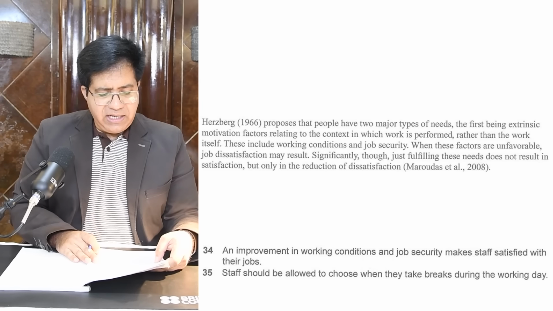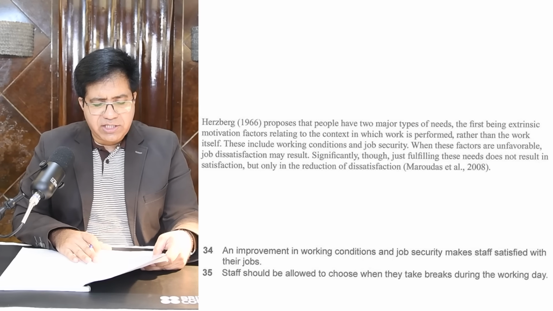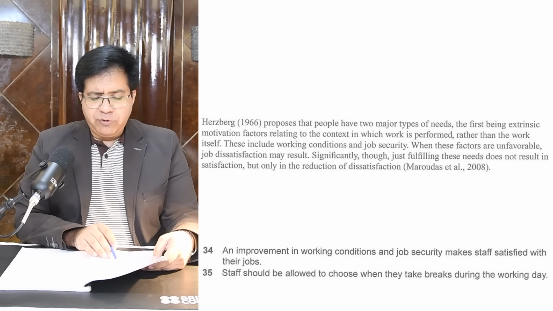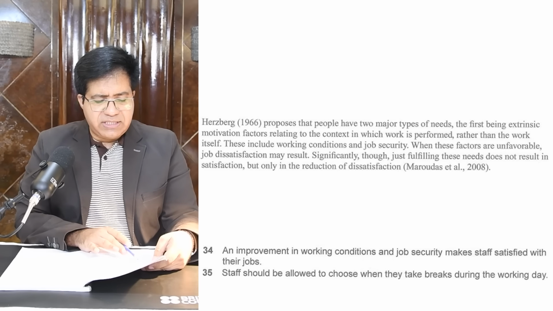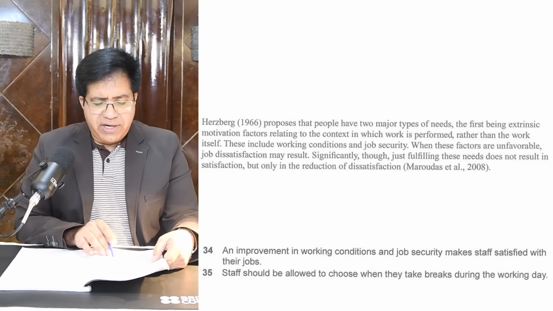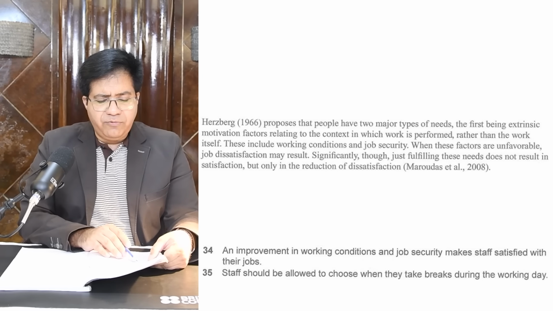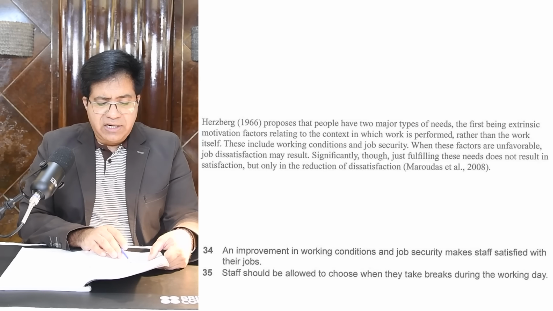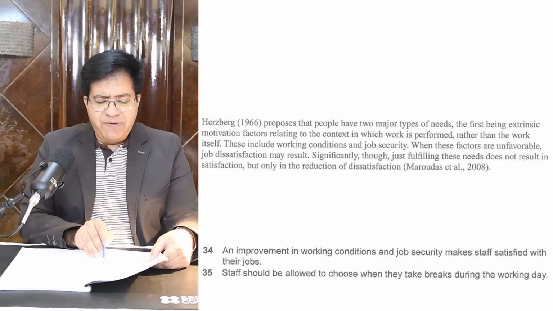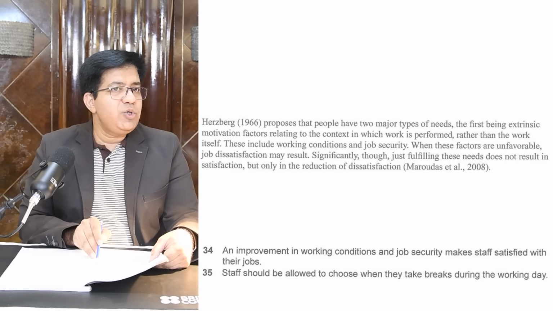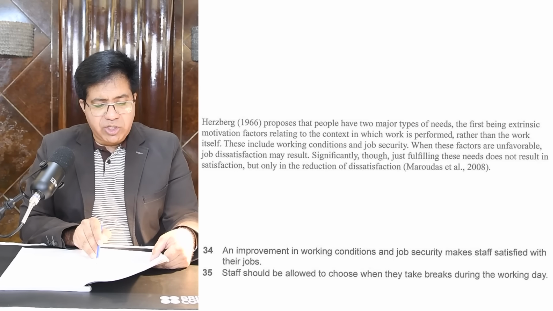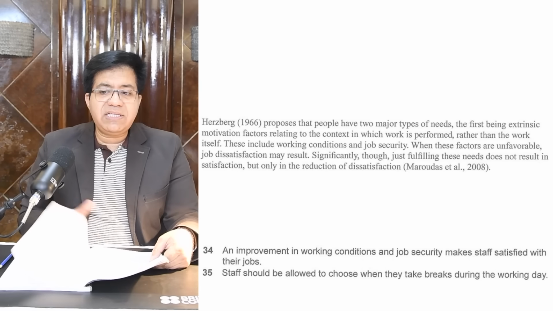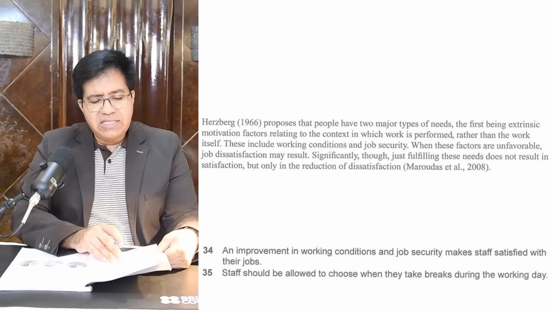1966? Okay, and there we see job satisfaction or dissatisfaction and all that. I'm reading this one. Okay, please follow me. Proposes that people have two major types of needs. The first being extrinsic motivation factor relating to context in which, okay, come to third line. These include working conditions and job security. Now be alert. These are our clue words. Working conditions and job security. When these factors are unfavorable, means you are not happy with the working condition and there is no job security, job dissatisfaction may result. What will happen? You will be dissatisfied with your job.